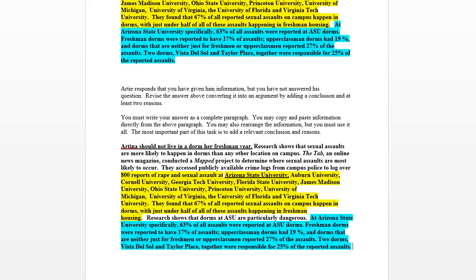So my summation statement would be something like, since Artina would be at significant risk of sexual assault if she lived in an ASU dorm, she should not live in one. Okay, and then maybe her freshman year. This is pretty straightforward. It's pretty simplistic, but it gets the point across.